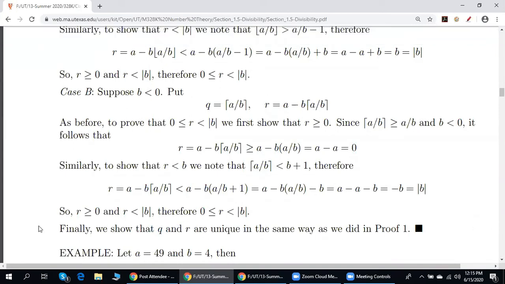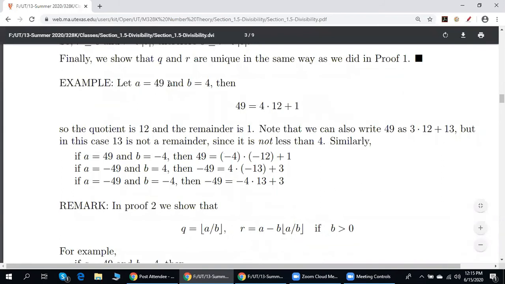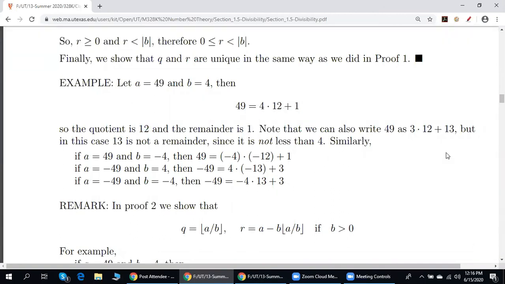Now examples. Let a be 49, b be 4. Observe that 49 is equal to 4 times 12 plus 1. Therefore, quotient is 12, and remainder is 1. Now let us play with pluses and minuses. Suppose a is 49, b is negative 4. Then quotient is negative 12, and remainder is 1.